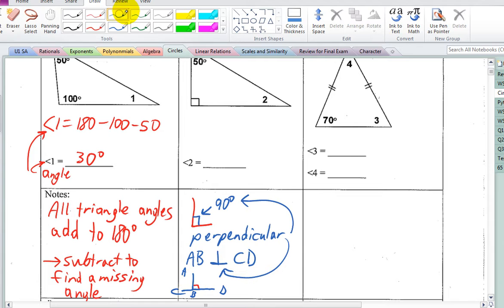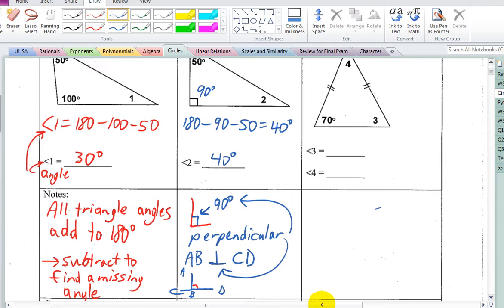So I actually tell you two angles without writing a number. You have to know, oh, that's 90 degrees. And you can say it like that if you want. So 180 minus 90 minus 50 equals 40 degrees. Okay, so that's the value of angle 2 then, 40 degrees.